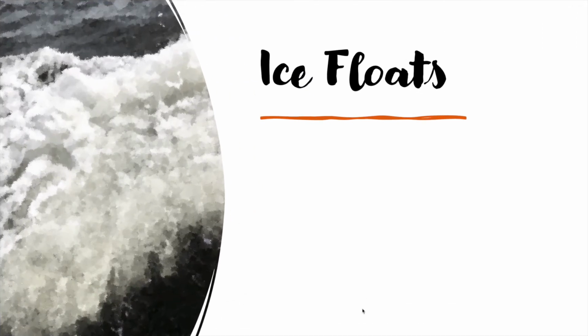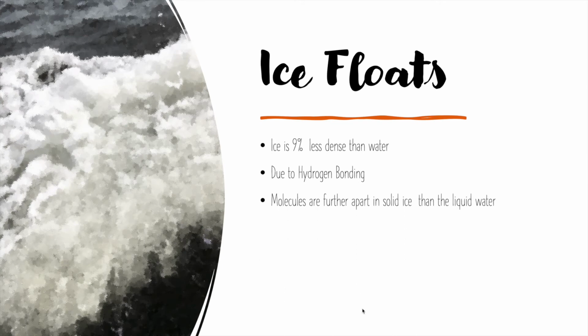Ice can float on the surface of water. This is because ice is 9% less dense than water. Again, this is due to hydrogen bonding. As water cools to 0 degrees Celsius, there isn't enough kinetic energy to break hydrogen bonds, as energy is being released. Hydrogen bonds reform instead, with each water molecule forming 4 hydrogen bonds, making the molecules very spread out. This makes ice less dense than water.